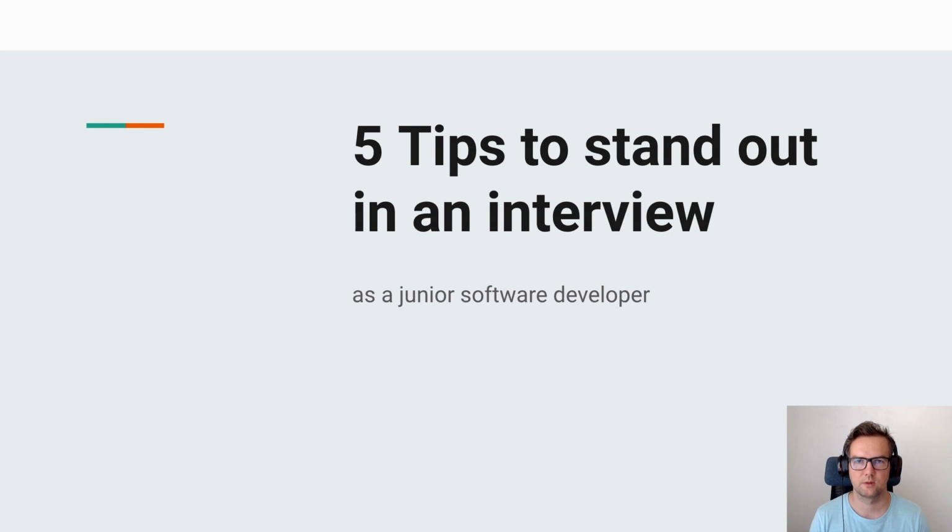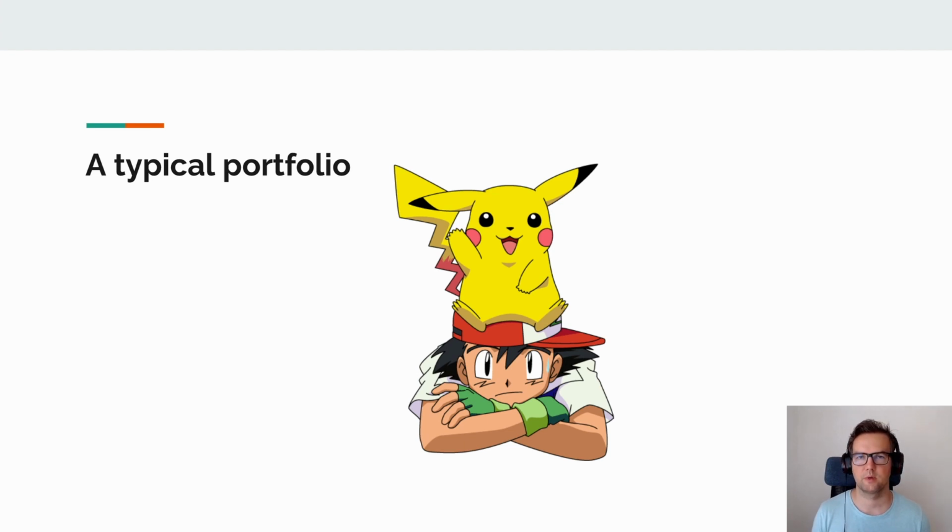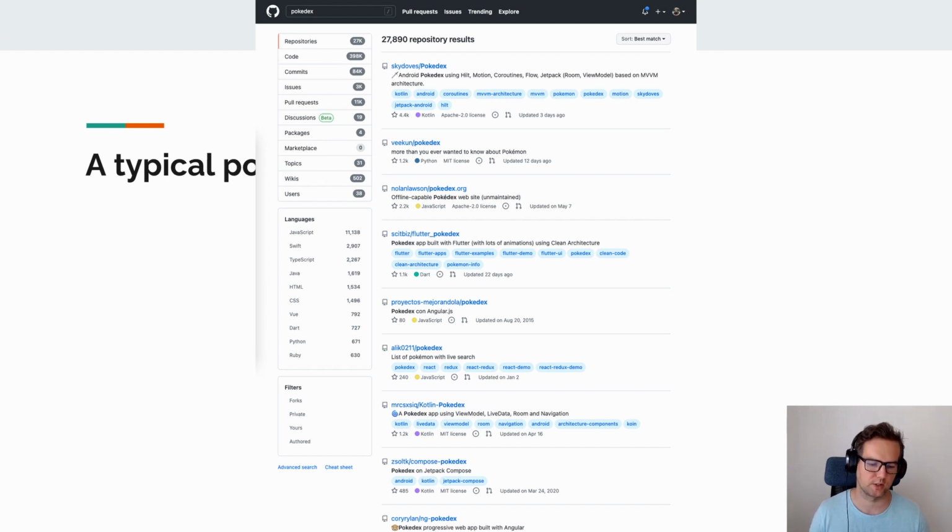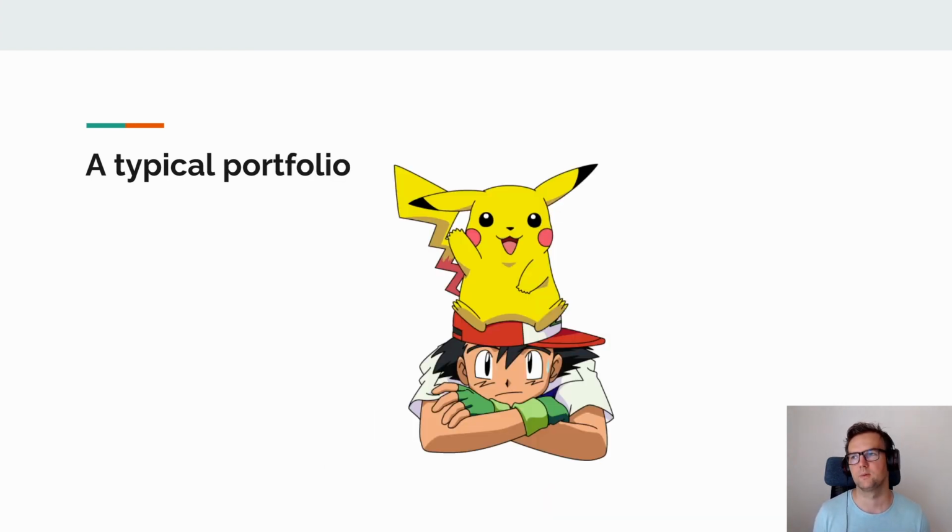So why does it seem difficult to land a job as a junior software developer? I think the reason is that most people end up doing the same things. You have all these free courses and free materials available online that at the end say, okay, we are going to create a Pokédex, because that's just the repository I see most of the time. So people do the exact same things.